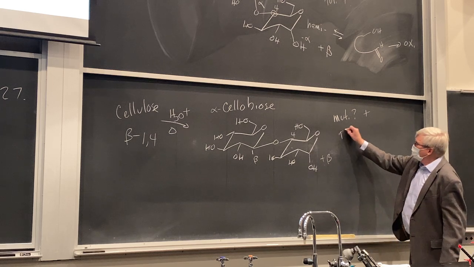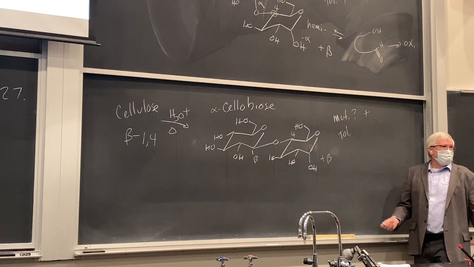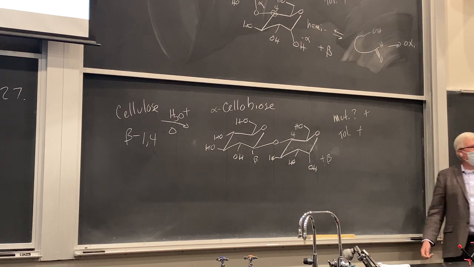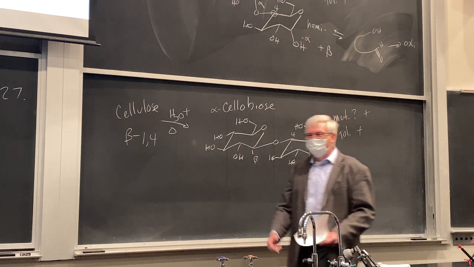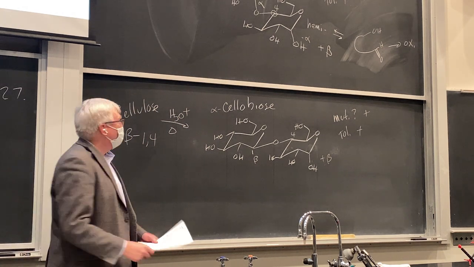And what about the Tollens test? Positive or negative? Yeah, it's got a hemiacetal, so it's going to be what? Positive. Is that always the case for polysaccharides? And are they always 1,4 linked? And are they always glucose-based? No. We can vary this now. How about lactose?